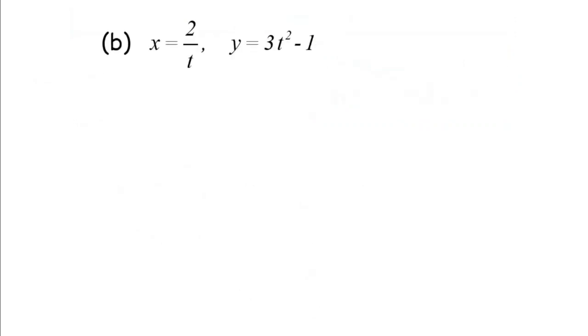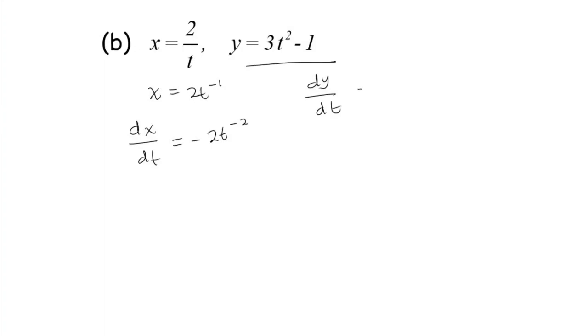Now let's try question B. We have x equals 2 over t and y equals 3t squared minus 1. I am going to rewrite x as 2t to the power of negative 1. Then finding dx/dt, the answer is negative 2t to the power of negative 2. And then let's find our dy/dt. Our dy/dt is 6t.